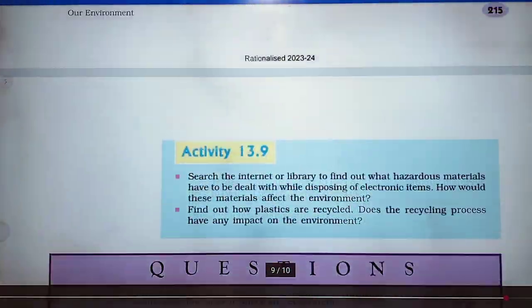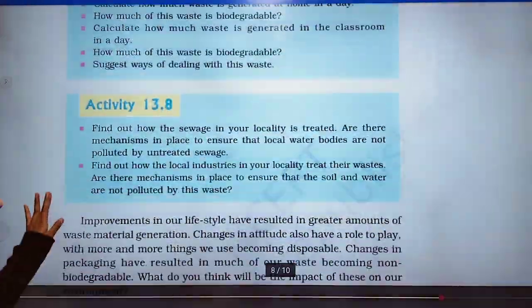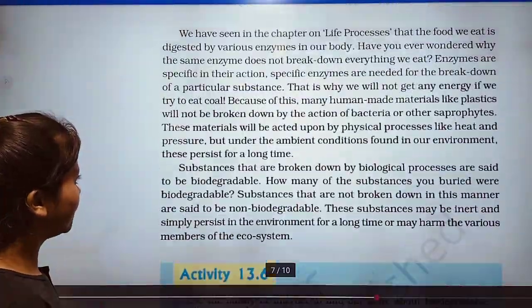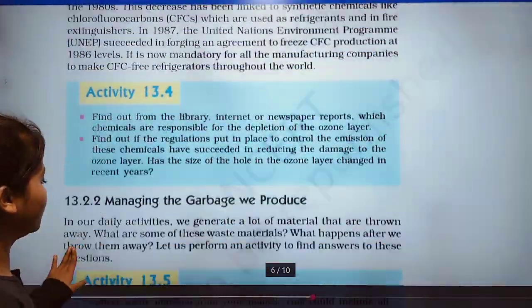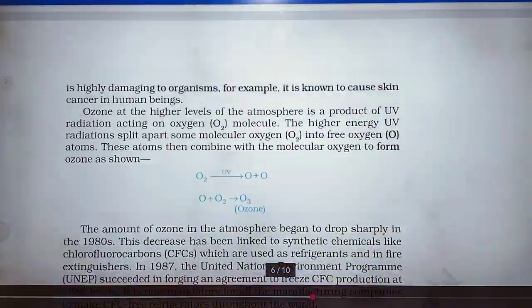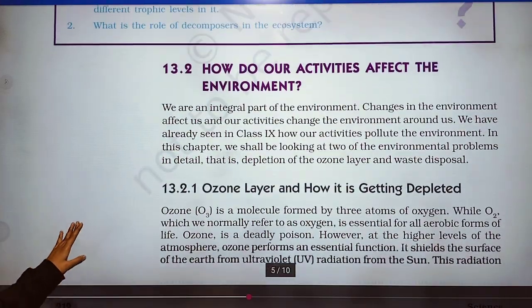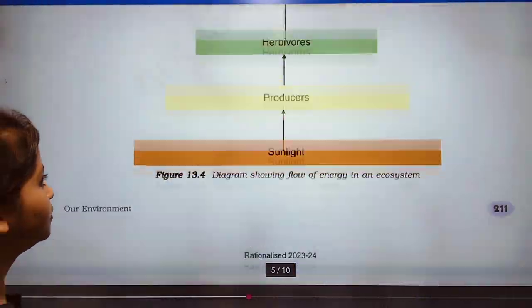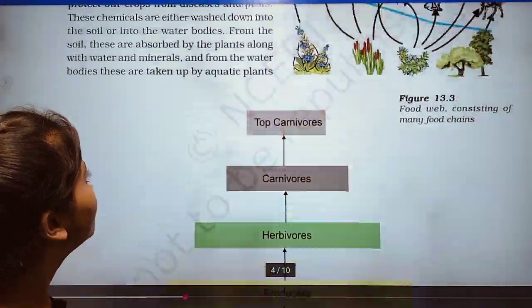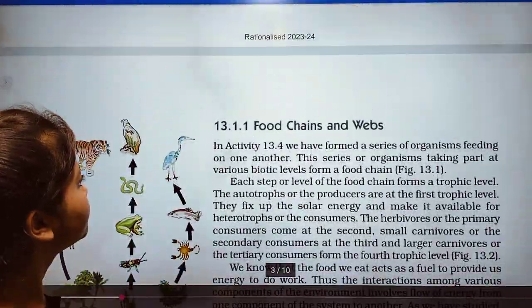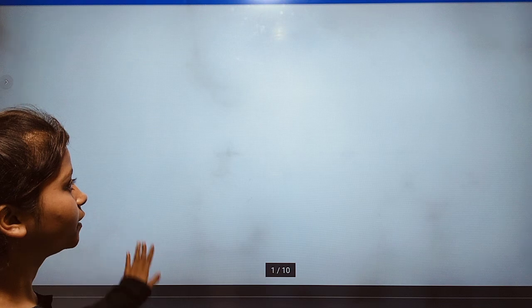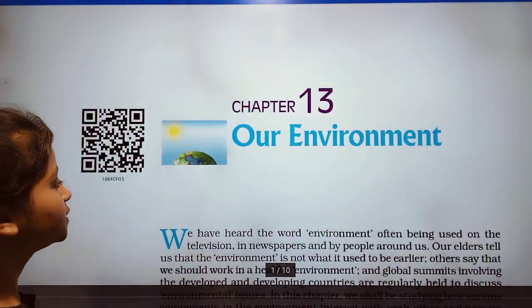So this was the chapter, our environment. In the last section we have seen how to manage the garbage that we produce, and in the previous ones we have seen the ozone layer and how it is getting reduced, and the food chains and food webs. So this is our chapter.